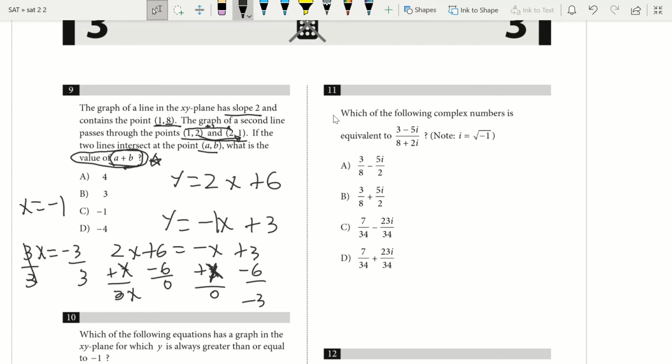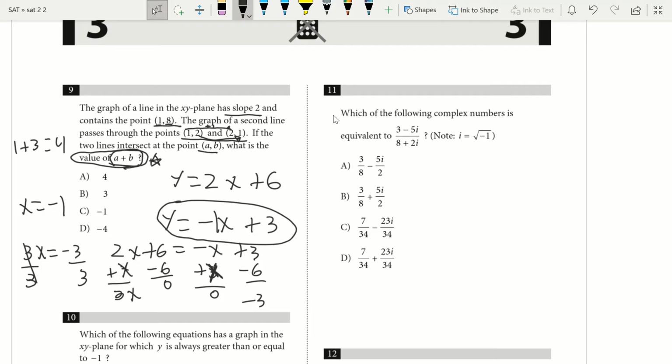Okay, now we got to solve for our point b. So if x equals negative 1, we can just pick which equation we want to use and then solve for y. I will pick this one right here because it's easy. It has negative x. So if we have y equals negative x plus 3, and we have x as negative 1, negative negative 1 will get us positive 1. Positive 1 plus 3 gives us 4.